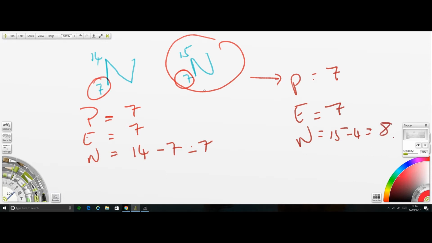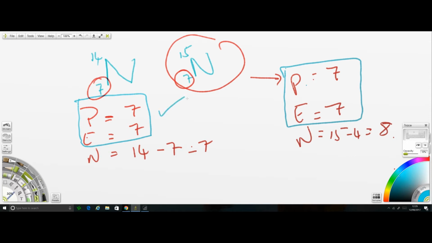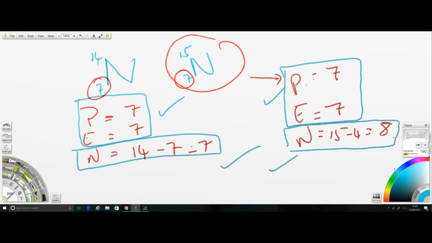Now, does this fit the definition of an isotope? Well, if you look at this, protons and electrons, it has 7. If you look at the protons and electrons of nitrogen 15, it has the same. So straight away, same number of protons, same number of electrons, it does. And does it have a different number of neutrons? Yes, it does. And so this is an isotope of nitrogen. So an isotope is something that has the same number of protons and electrons, but a different number of neutrons.